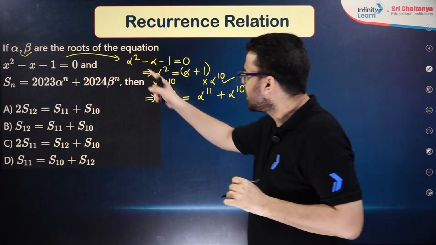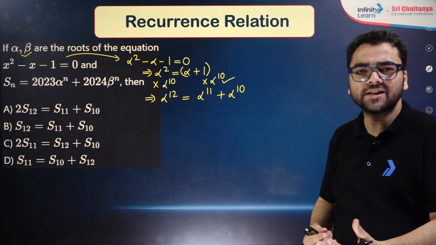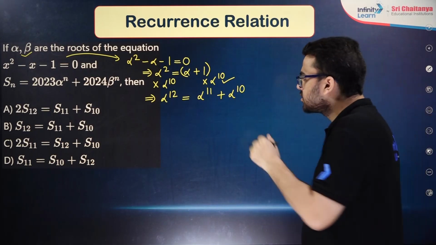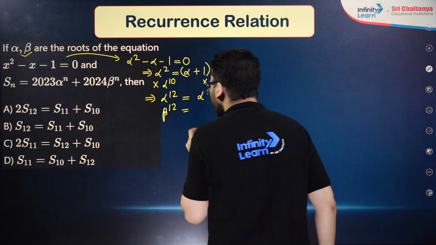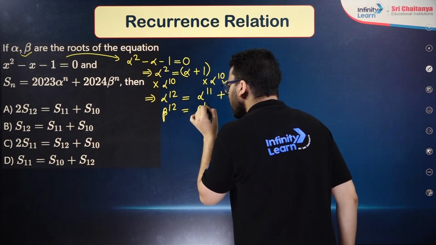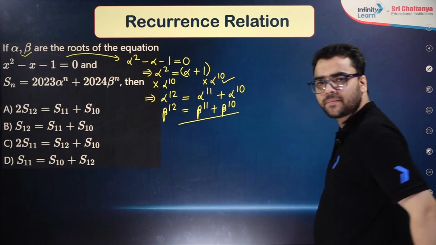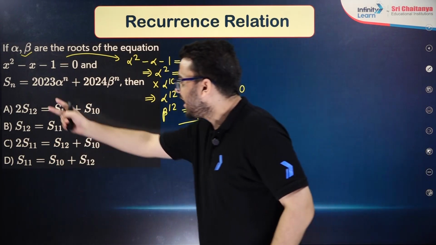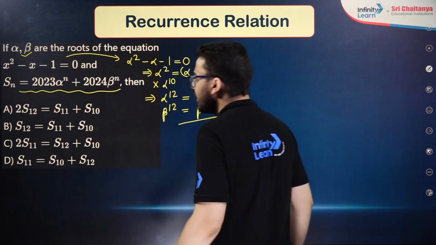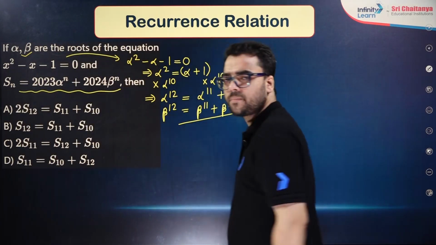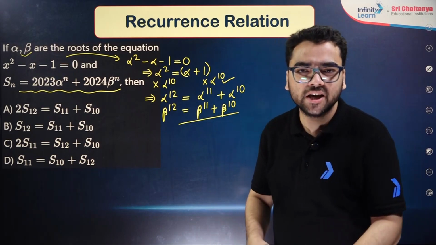Now you see, beta is also a root of this quadratic equation. So beta will obviously satisfy the same quadratic equation. So the same thing with beta will also be there. That is beta raised to the power 12 is equal to beta raised to the power 11 plus beta raised to the power 10. That's it. Now you see over here, Sn is given. It is 2023 alpha raised to the power n plus 2024 beta raised to the power n. You see, these things are just given to trick. They're just given to scare you.